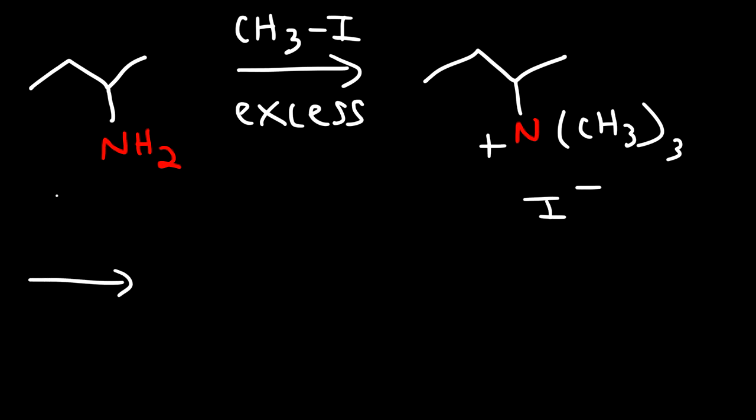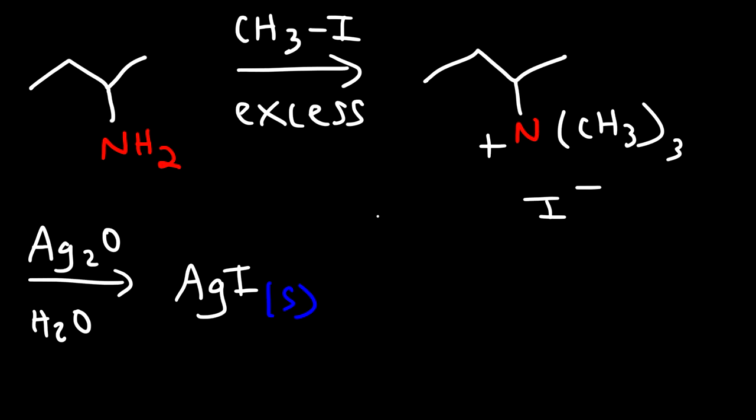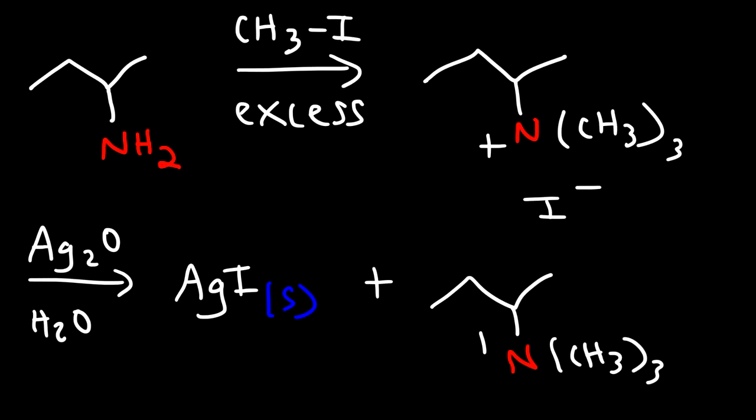Now the next step is to react it with silver oxide and water. So what's going to happen is iodide has a strong affinity for the silver cation. It forms an insoluble product called silver iodide. Now the iodide ion will displace the oxygen, and in water the oxide will form hydroxide. So the other product will be this product. We're still going to have the quaternary ammonium ion, but instead of having iodide as a free ion, we now have hydroxide in the solution.